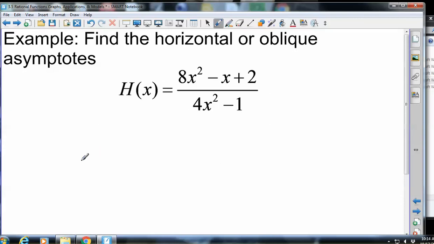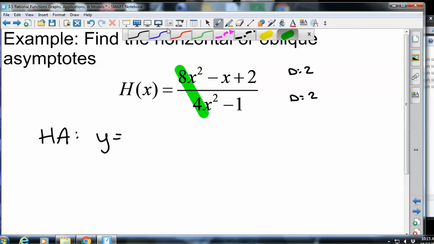Alright, same directions, we're just gonna look at more problems. So the degree of the top is 2, the bottom is 2. If it is the same degree on top and bottom, what type of asymptote is it? Horizontal asymptote. So horizontal is y equals. And what you do, if it's the same degree, you're just dividing those leading coefficients. 8 divided by 4 is 2.